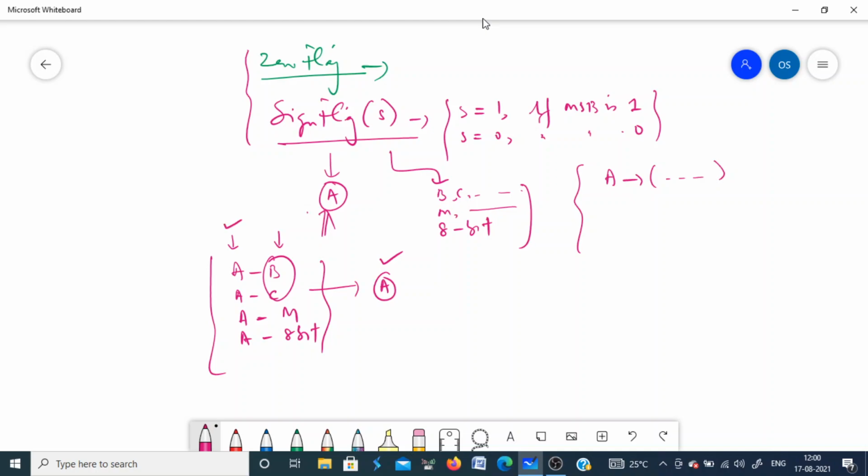If the contents of A are greater than the contents of B, it means your number is positive, so your Sign Flag will be 0. If the number in A is less than the number B, or B is greater than A, in that case the result will be negative and your Sign Flag will be set. So by checking whether the Sign Flag is 0 or 1, you can compare which of the two numbers is greater or lesser.